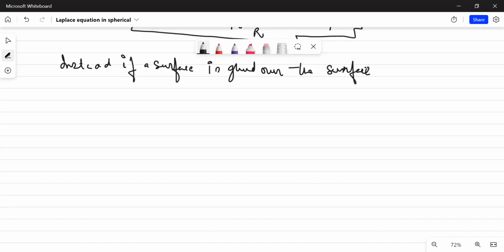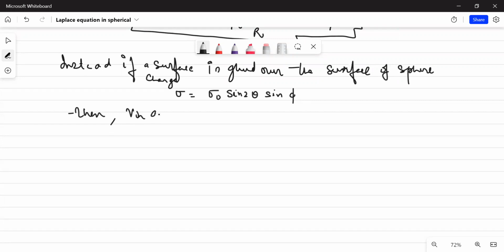So let us say that the surface charge density is sigma naught sin 2 theta, and then I'll take sin phi. So if a surface charge density is glued over the surface of the sphere, then how to find potential inside as well as outside? This is what we have to see.